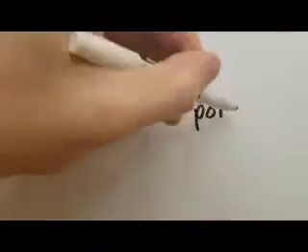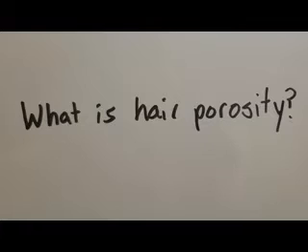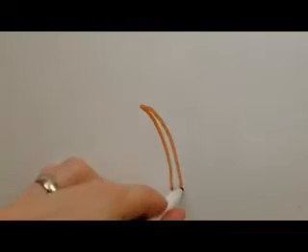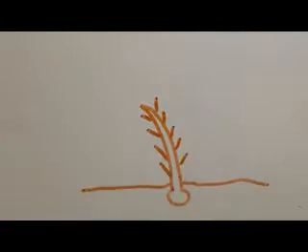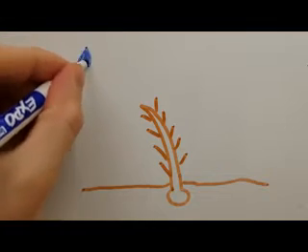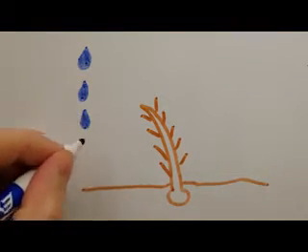Today I'm going to go over what is hair porosity. How does hair porosity affect the moisture in your hair? Hair porosity is your hair's ability to take in and hold onto moisture. This porosity is mainly controlled by the cuticle layer of your hair. The cuticle layer is the outside of your hair.